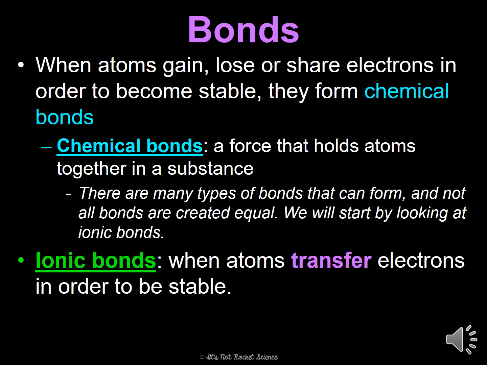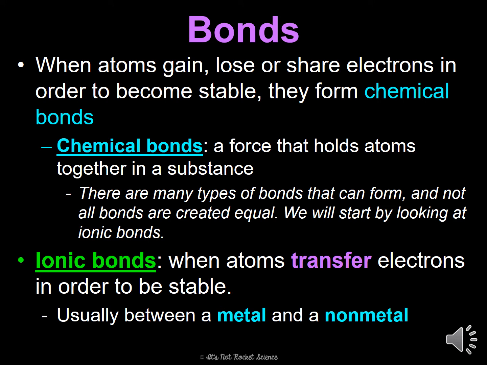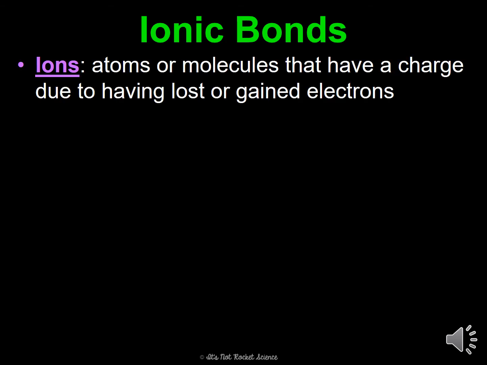Ionic bonds are simply when atoms transfer electrons in order to be stable. Ionic bonds are usually formed between metals and nonmetals, which results in the formation of ions. Ions are atoms or molecules that have a charge due to having lost or gained electrons.